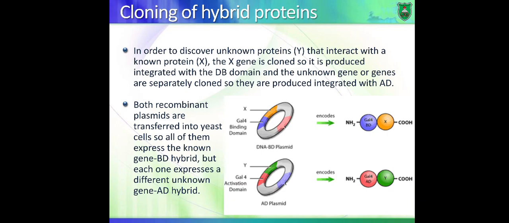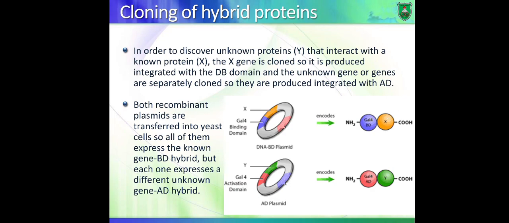If we have this plasmid inserted into yeast cells, what would happen is that the DNA binding domain would bind to the UAS element, right? And X would be there as well. Good. But there would be no induction of transcription. Why? Because there is no activation domain. Good. And then we have other plasmids.